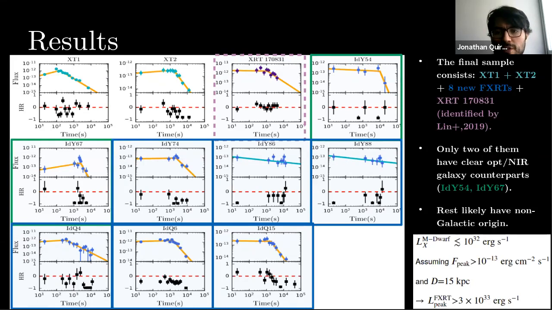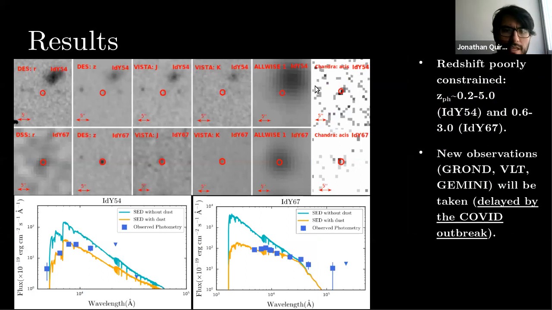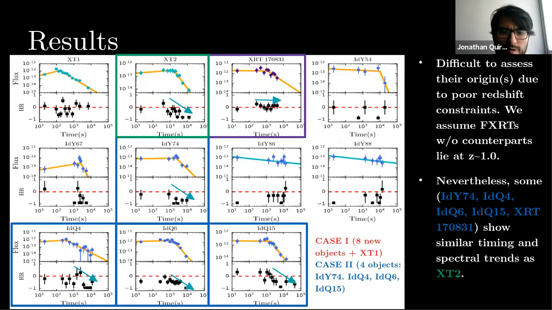However, only 2 of these sources, the green ones that you can see here, have a clear optical and near-infrared counterpart. So here you can see the different images of these 2 transients in optical and near-infrared, and considering their photometric data it was possible to constrain the redshift, but it is poorly constrained. Here you can see the photometric redshift that we obtained. So we need additional telescope time. We have the time, however, we have a delay due to the COVID outbreak. So it's part of the future work.